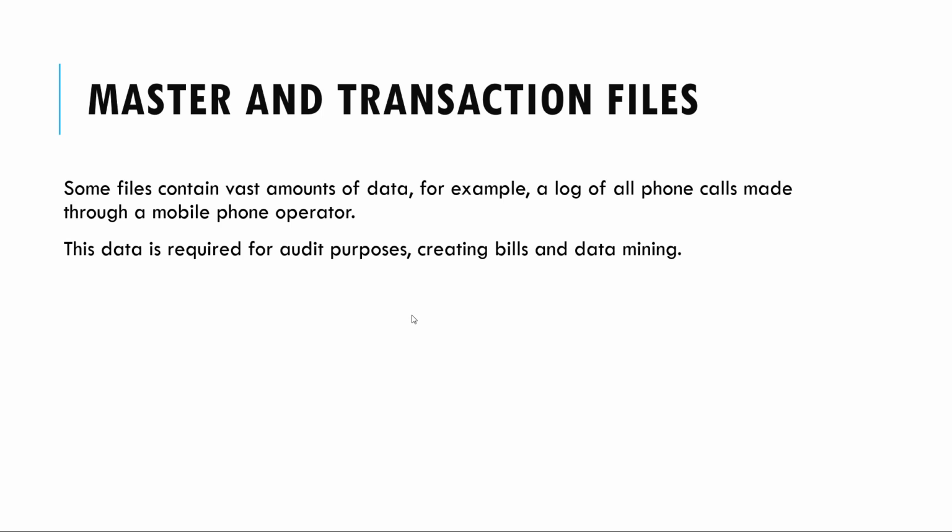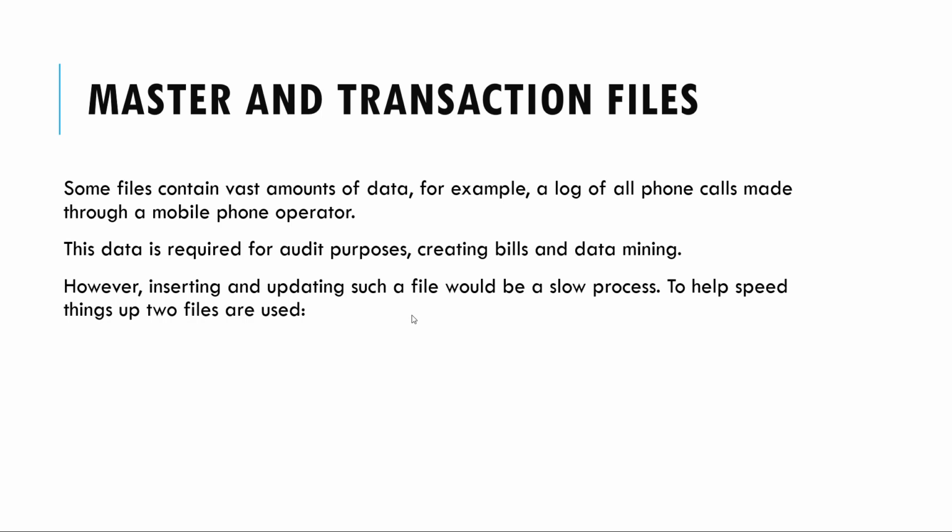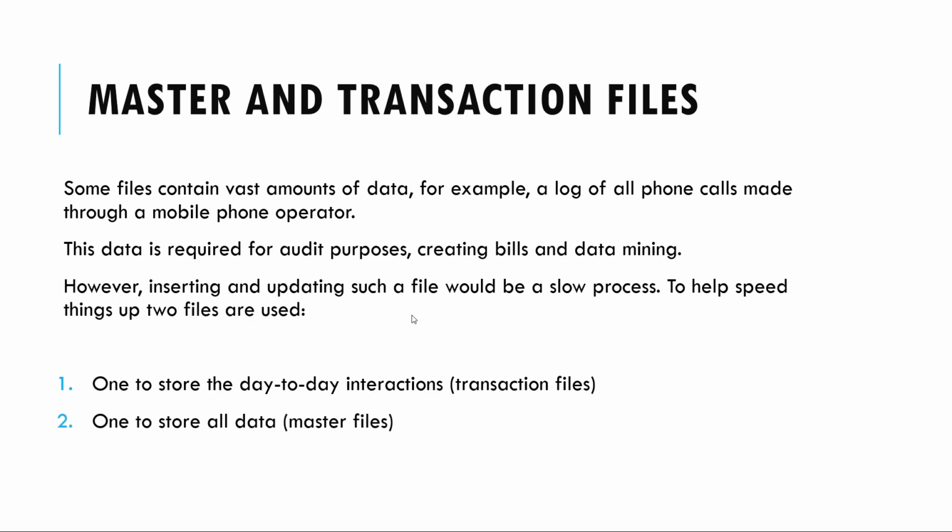So instead of having all that in one file, we separate it up. And we do that because inserting and updating takes ages to do. And the more data in there, the longer it's going to take. So we have one file to store day-to-day interactions, or week-to-week, or month-to-month, and they're called transaction files. We can have one to store all the data, and that's called a master file.